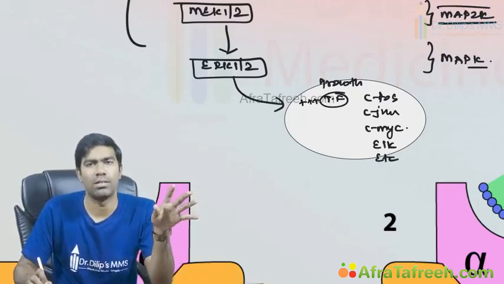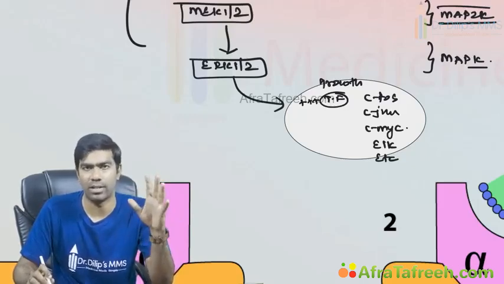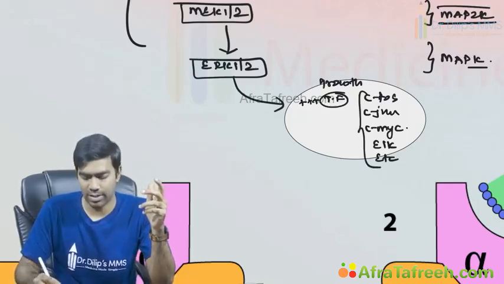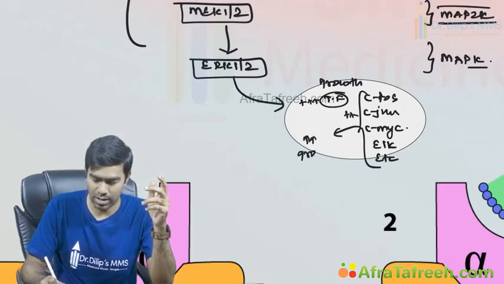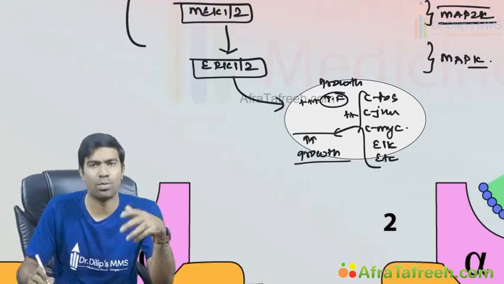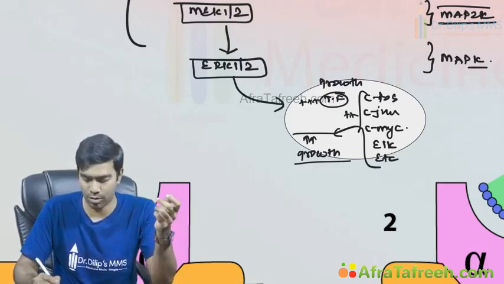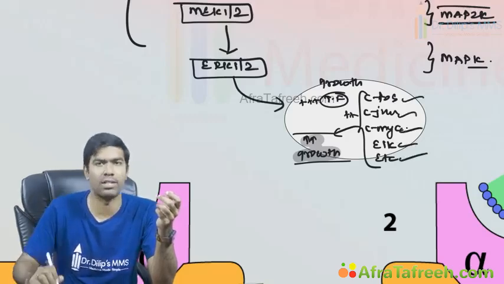So many transcription factors are there that can be activated inside the nucleus. Once these transcription factors are activated, they are going to bind to the DNA and they are going to increase the growth promoting proteins. Like they can secrete anti-apoptotic proteins. So somehow the growth will be stimulated for sure. So if they ask you what are all these, these are the transcription factors.